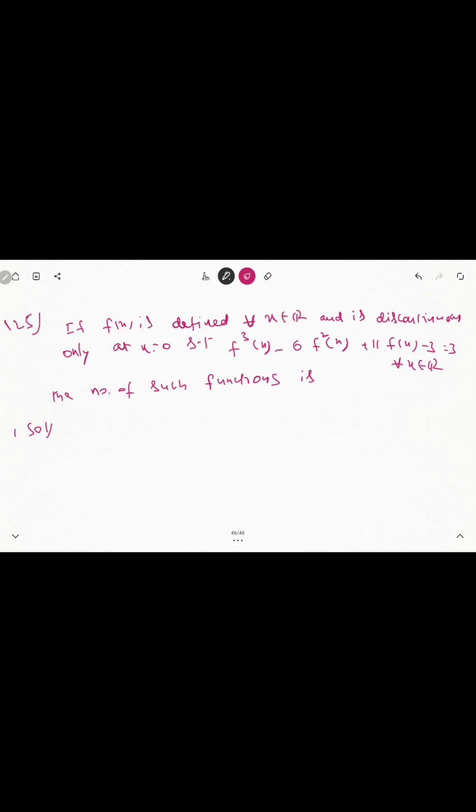Twenty-fifth one. If f of x is defined for all x belongs to R and is discontinuous only at x equal to 0, such that f cube x minus 6 into f square x plus 11 into f of x minus 3 is equal to 3 for all x belongs to R, then find the number of such functions. That is how to find. Very, very important model. So from this you can know that it is a cubic equation. So f cube x minus 6 f square x plus 11 f x minus 6 equal to 0.